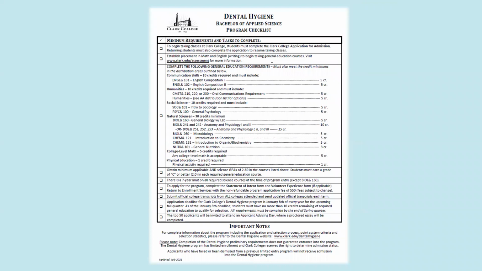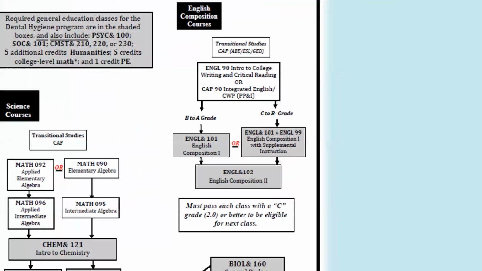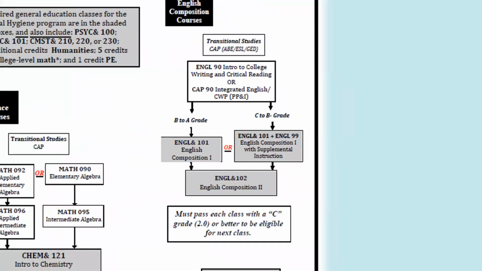Let's jump into the backside of this checklist. The backside of this checklist details how some of these courses fit together. What we can see first and foremost is over on the upper right-hand side, we've got an English flowchart. And we can see that English 101 and English 102 is the minimum requirement for the English composition requirement.